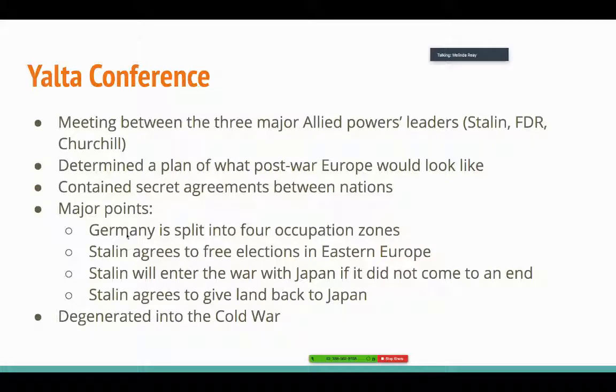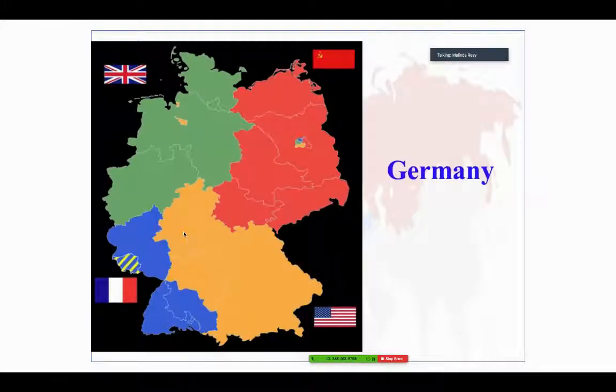So the biggest one that I would know is this very first bullet, that Germany is split into four occupation zones. Basically, Germany gets split into four different areas based on the four major allied powers. So they have the USSR over here, United States, the UK, and France. And all of these end up combining into one big Germany. So this becomes West Germany, and this becomes East Germany over here.